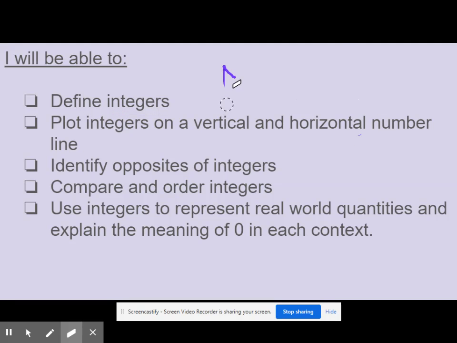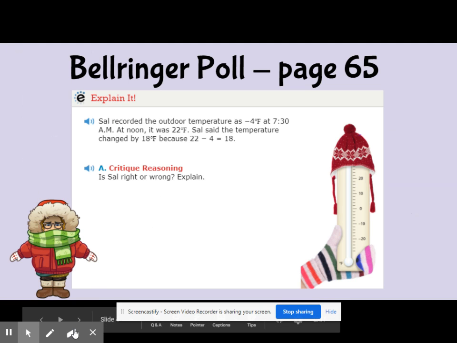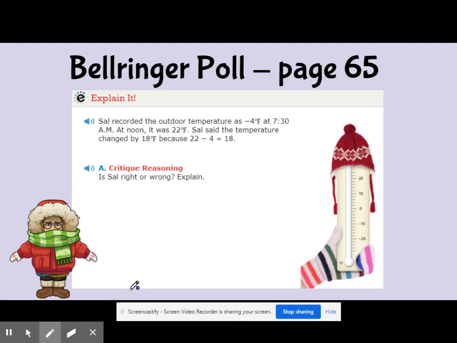So let's get started. The first thing we're going to do is a bell ringer. And this bell ringer could be pretty tricky because it's already asking you about integers before we even do the lesson, but it wants to get our brain kind of going for today's topic. So it deals with temperature. It says Sal recorded the outdoor temperature as -4 degrees at 7:30 in the morning. At noon, it was 22 degrees.